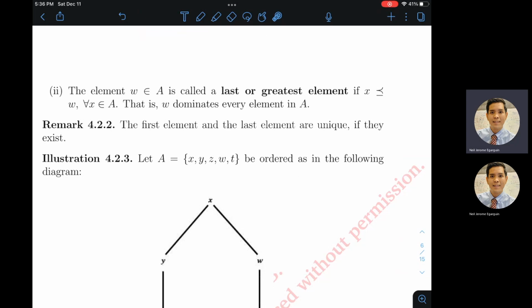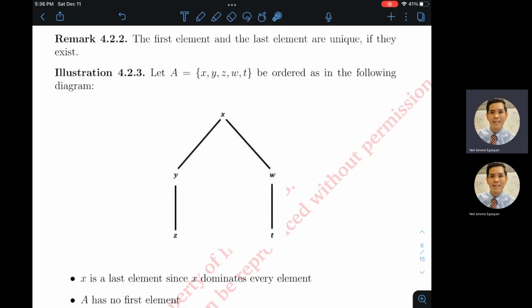Alright? Let's take a quick look at an example here para lang ma-visualize natin ano yung ibig sabihin ng first at saka last element. Nakita natin yung technical definition, which would be your go-to tool when you try to prove things about the first and the last element. All right? Pero ito, i-visualize natin. So in example 3, we consider the set A consisting of the letters X, Y, Z, W, and T, and we assume that it is ordered according to the lattice diagram shown in the figure.